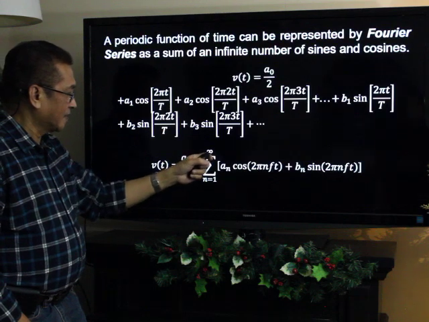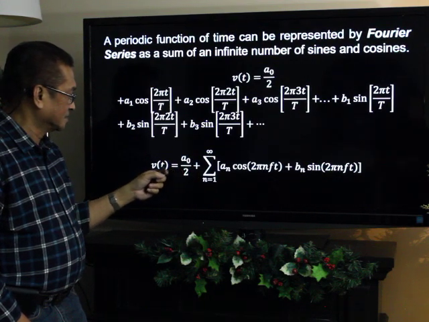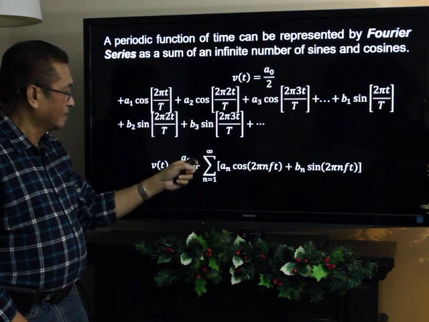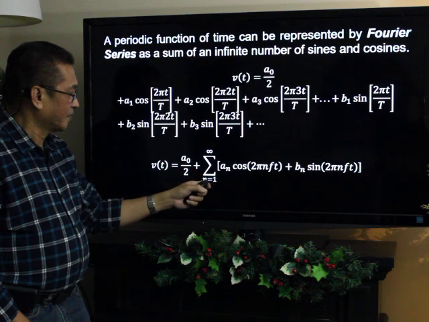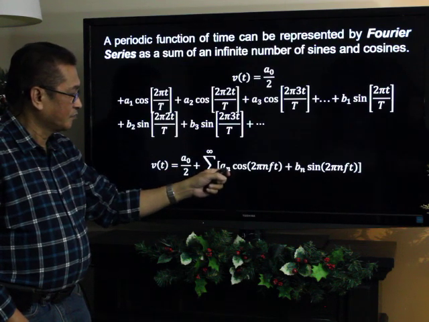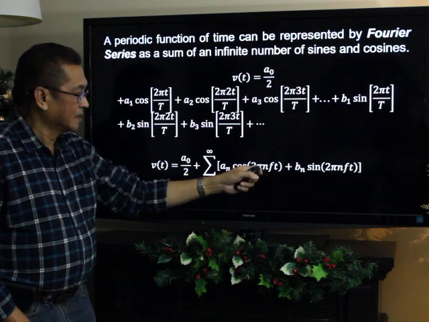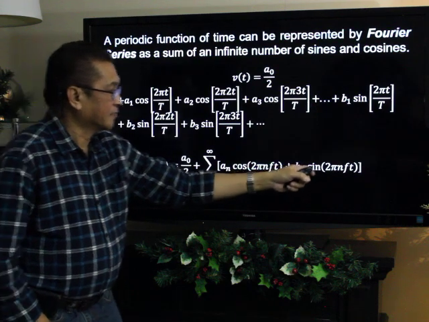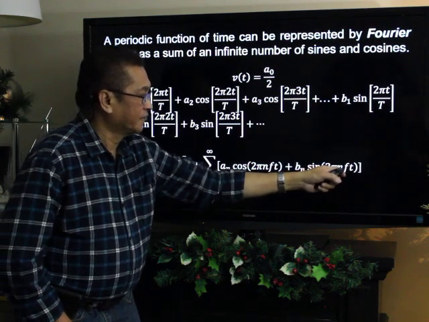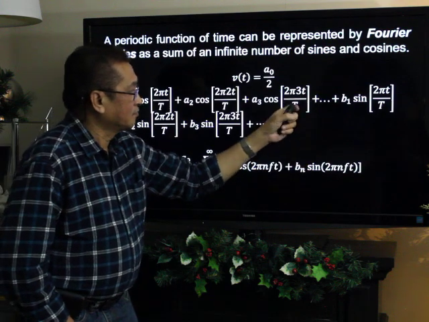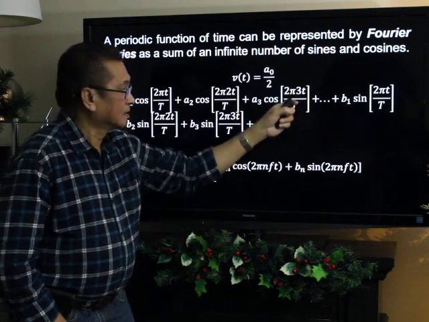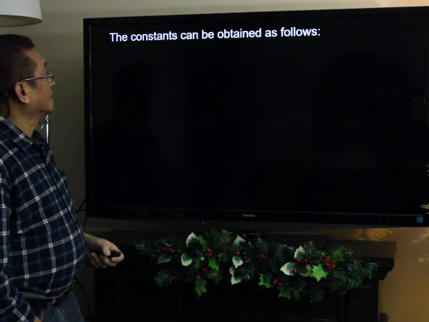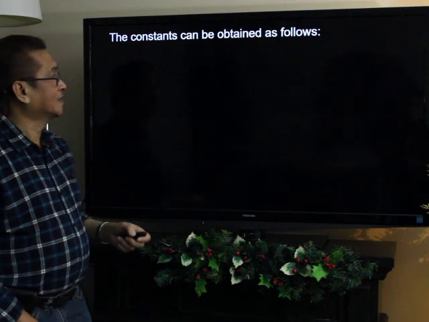Or it can be expressed in the summation notation, v as a function of time equals a sub 0 over 2 plus summation from n equals 1 to infinity of a sub n cosine 2 pi n frequency times time plus b sub n sine 2 pi n frequency times time. Note that the reciprocal of the period, capital T, is a frequency. So the constants can be obtained as follows.